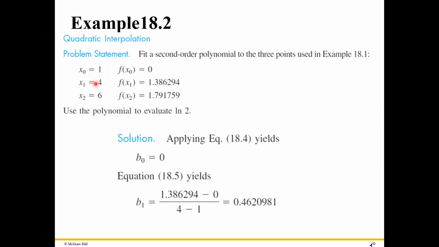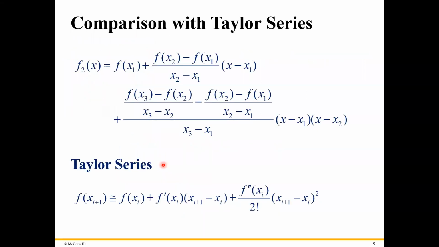But anyway, in this case, since we want a quadratic interpolation, we need three points. For the linear interpolation, we can use any combination of these three points, which will include two points in each combination. But what we are doing now is the quadratic interpolation, so we have to use these three points. So if we apply the equation, then b naught will be equal to zero, because if you remember, b naught was equal to f of x1.